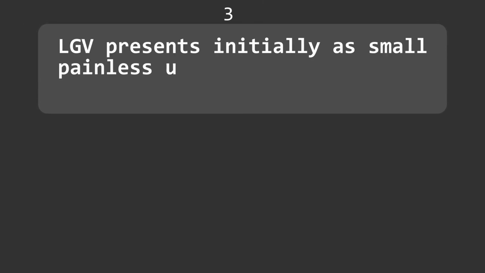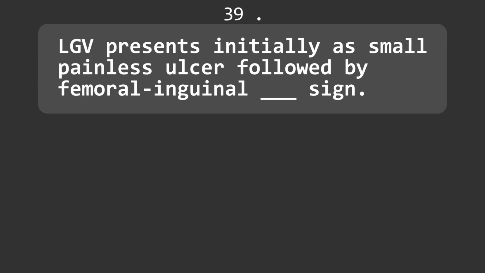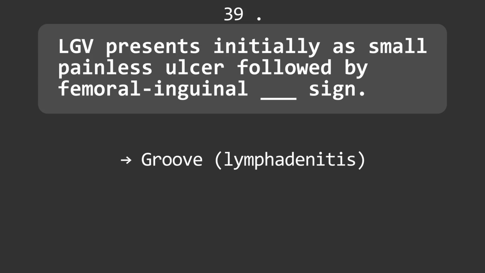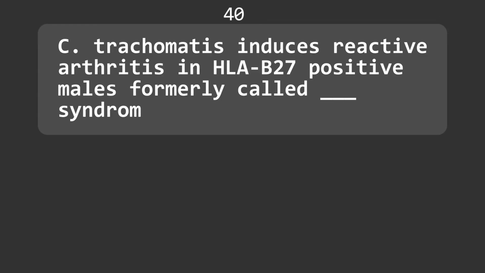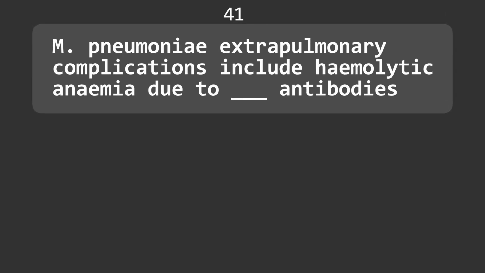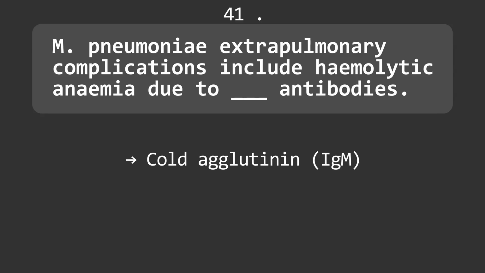LGV presents initially as a small painless ulcer followed by femoral and inguinal lymphadenitis, with the groove sign. C. trachomatis induces reactive arthritis in HLA-B27 positive males, formerly called Reiter syndrome. M. pneumoniae extrapulmonary complications include hemolytic anemia due to cold agglutinin IgM antibodies.